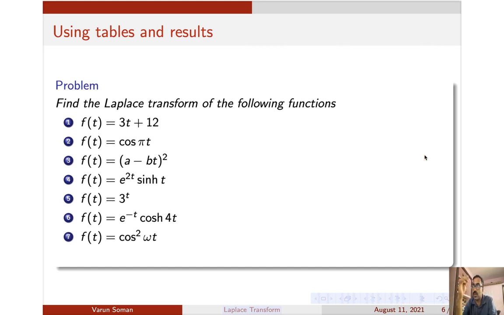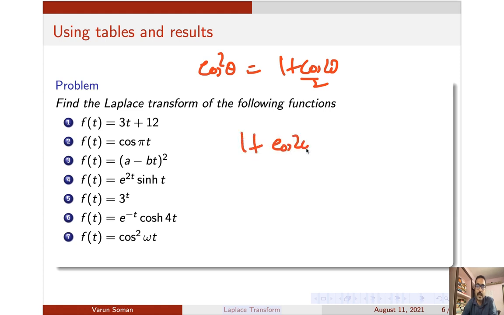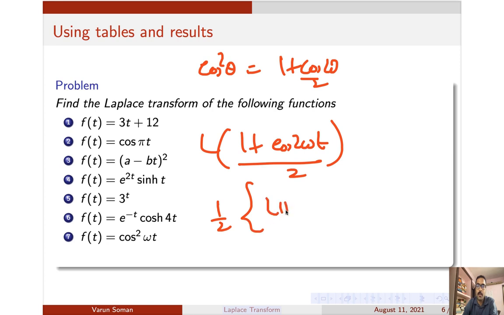Again, cos square omega t, how will you do it? Here also you can do it directly, or you can use a manipulation. Which manipulation comes to your mind first? You know that cos square theta is 1 plus cos 2 theta by 2. Using that, cos square omega t you can write as 1 plus cos 2 omega t by 2. Now can you find the value of this one? Yes. You can apply the linearity property. So it will be simply L of 1 plus L of cos 2 omega t.